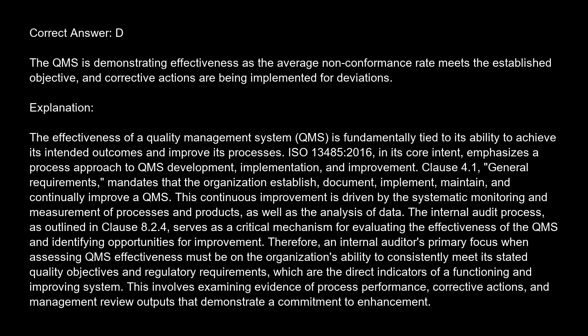This continuous improvement is driven by the systematic monitoring and measurement of processes and products, as well as the analysis of data. The internal audit process, as outlined in Clause 8.2.4, serves as a critical mechanism for evaluating the effectiveness of the QMS and identifying opportunities for improvement. Therefore, an internal auditor's primary focus when assessing QMS effectiveness must be on the organization's ability to consistently meet its stated quality objectives and regulatory requirements, which are the direct indicators of a functioning and improving system. This involves examining evidence of process performance, corrective actions, and management review outputs that demonstrate a commitment to enhancement.